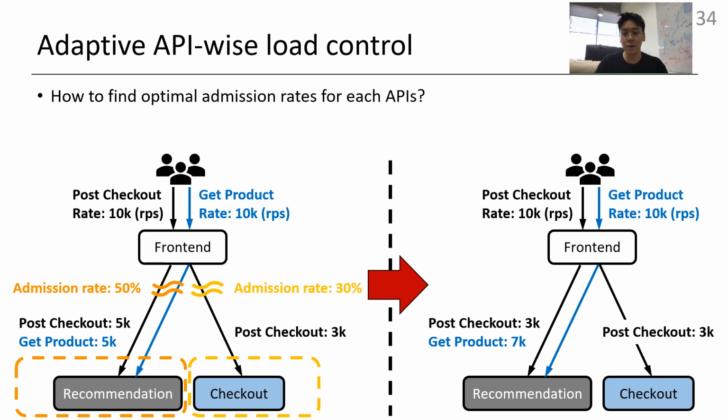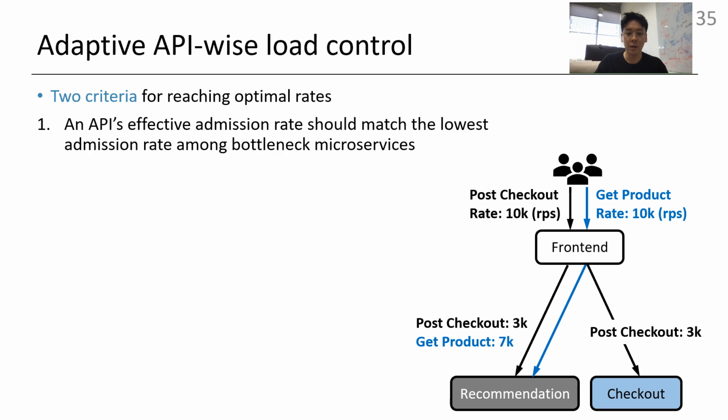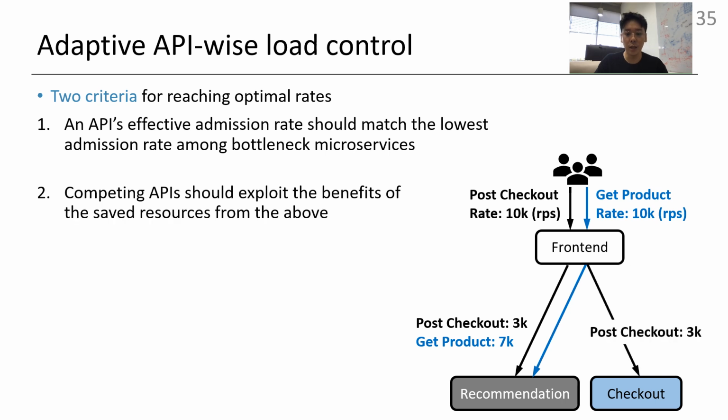Now we know that API-agnostic service-level load control results in suboptimal decisions. But then, how do we find optimal admission rates for each API? To reach the optimal rates, there are two criteria to satisfy. First, an API's effective admission rate should match the lowest admission rate among bottleneck microservices. Second, competing APIs should exploit the benefits of the saved resources from the above.